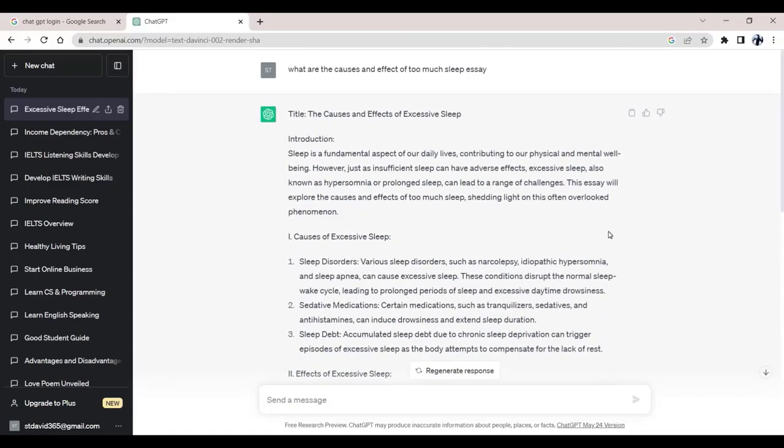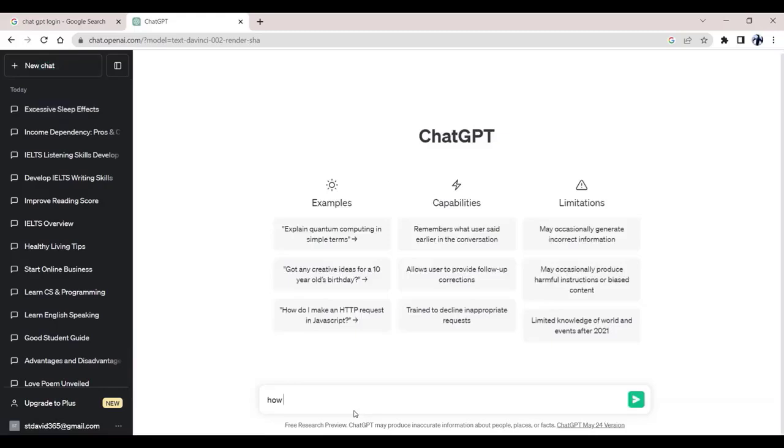So some ideas. Actually, the AI will not give you all the things which you need, but at least it gives you some ideas by which you can develop your IELTS skill. For example, you need to learn vocabulary. How to learn English vocabulary.